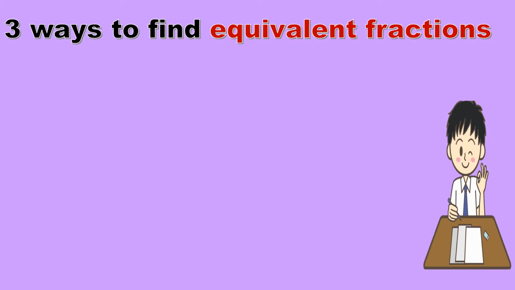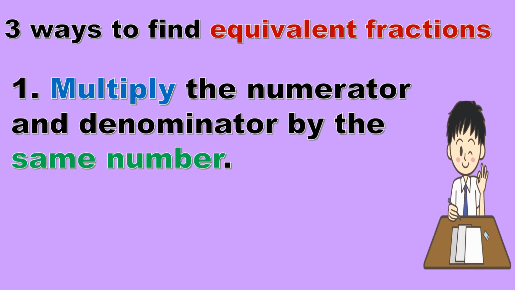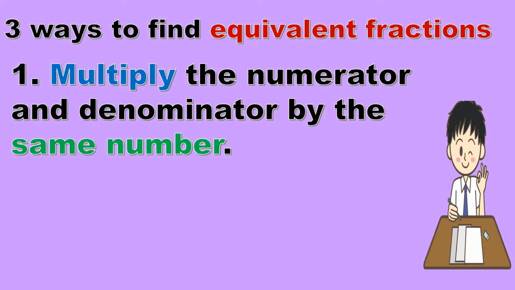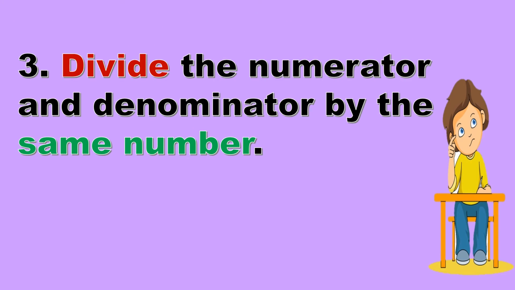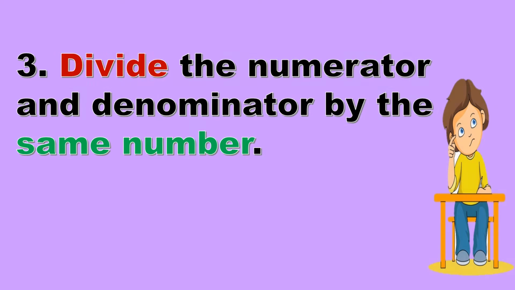There are three ways to find equivalent fractions. First, multiply the numerator and the denominator by the same number. Second, reduce the fractions to their lowest terms. Third, divide the numerator and the denominator by the same number.